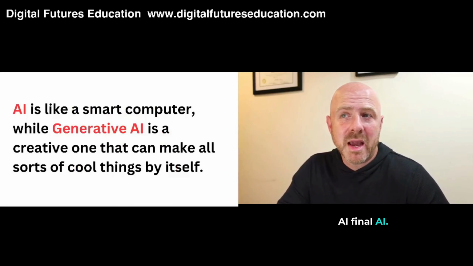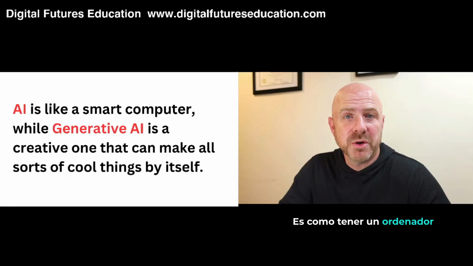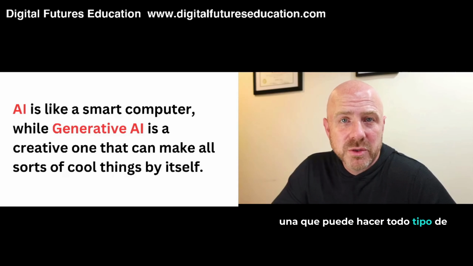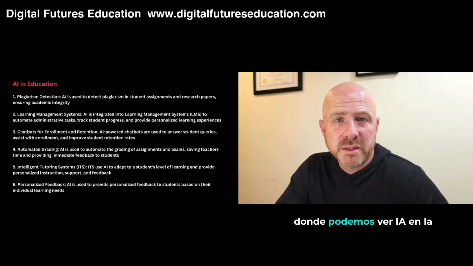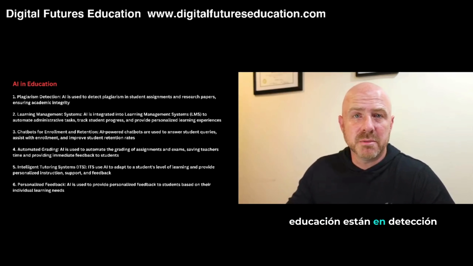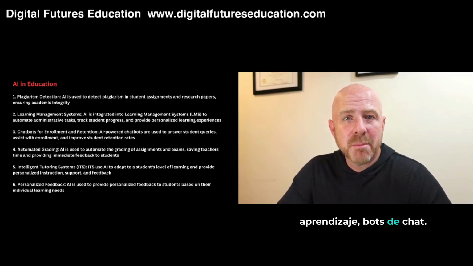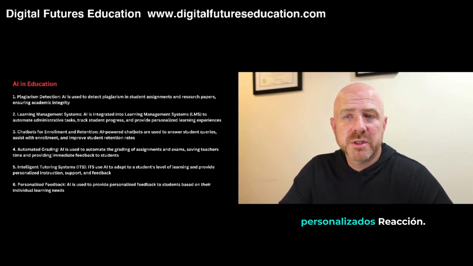So ultimately, AI is like having a smart computer, while generative AI is a creative one that can make all sorts of cool things by itself. Some of the places where we can see AI in education are plagiarism detection, learning management systems, chatbots, automated grading systems, intelligent tutoring systems, and personalized feedback.